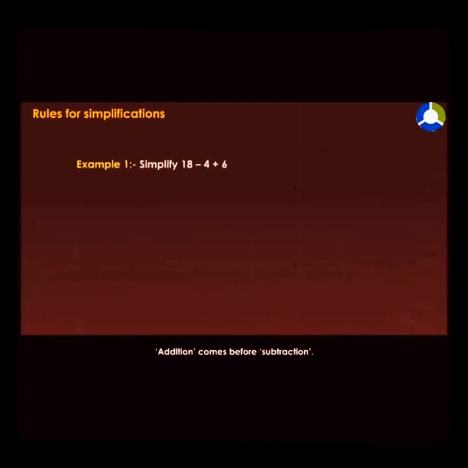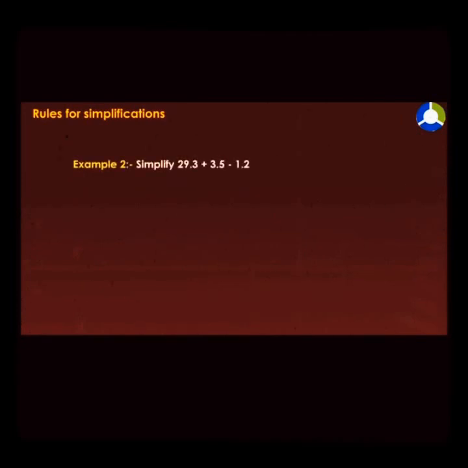Example 1. Simplify 18 minus 4 plus 6. First add 18 plus 6, which is 24. Then subtract 24 minus 4, which is 20. Therefore, 18 minus 4 plus 6 equals 20.